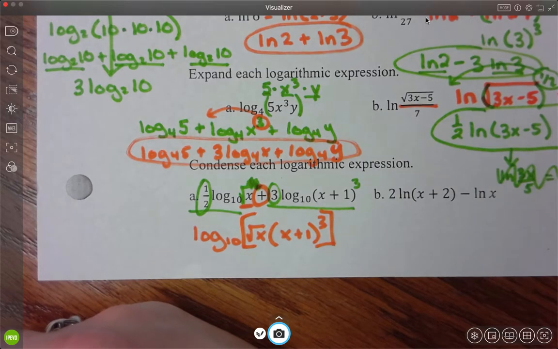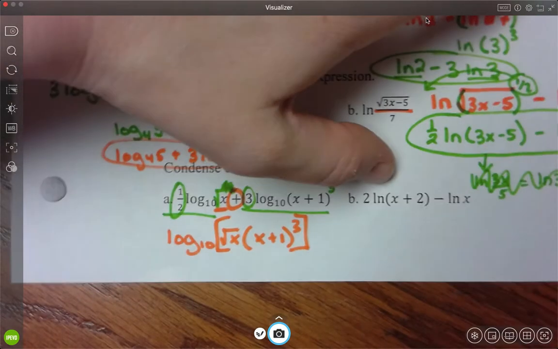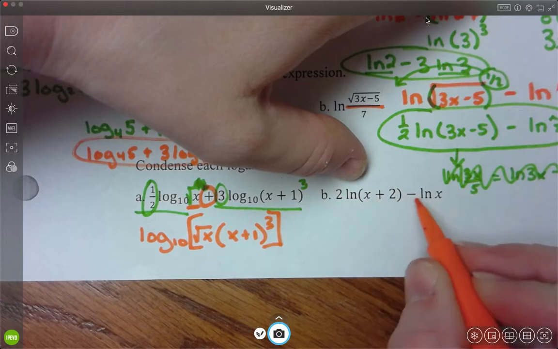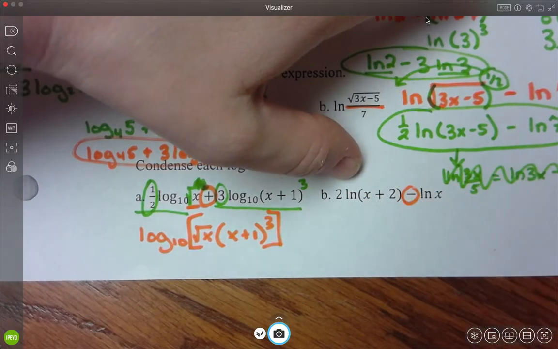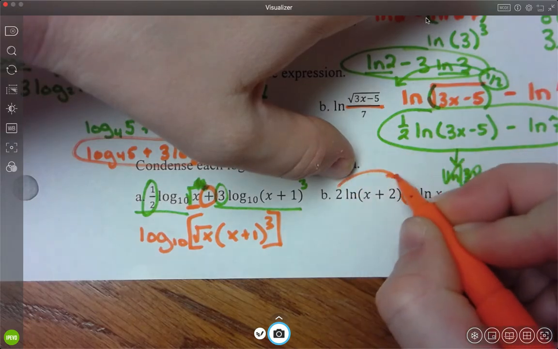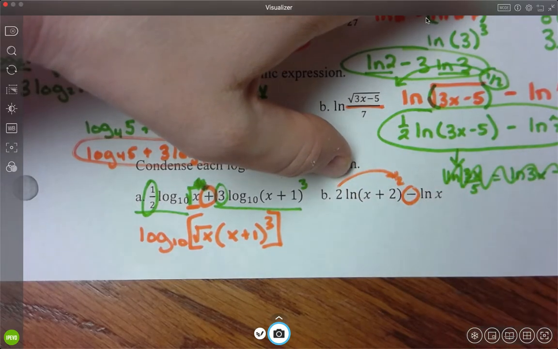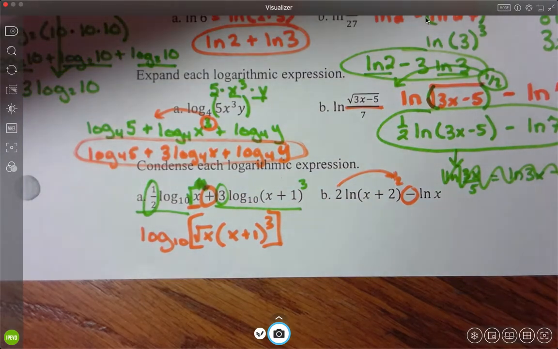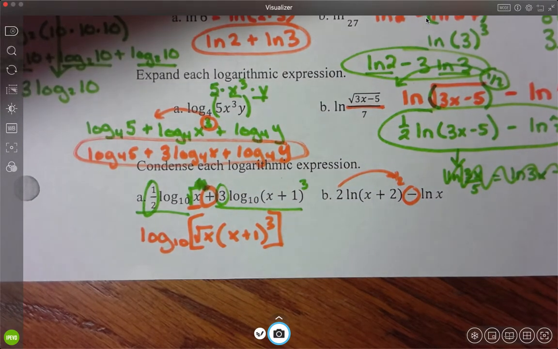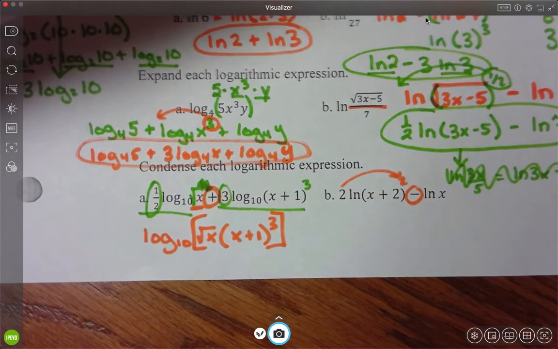Okay, all right, now this one. I have two ln's that I want to put together and separated by a minus sign, but the thing that I want to move first is the 2. I'm going to put the 2 to the back, okay? Do not FOIL this out. X plus 2 squared, you don't need to FOIL it out. Don't worry about doing all that. Just leave your answer just the way that it is.